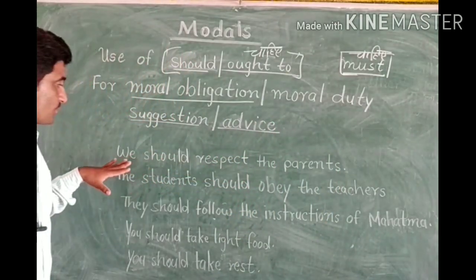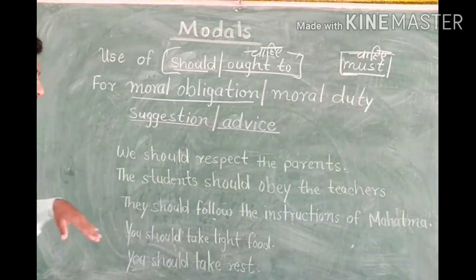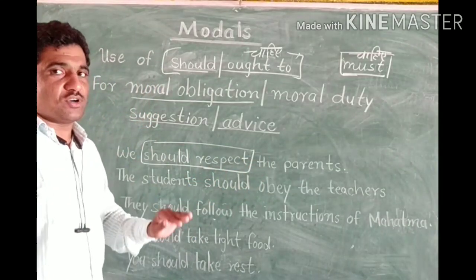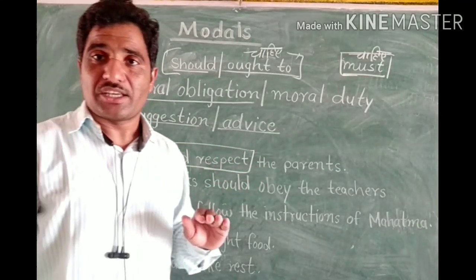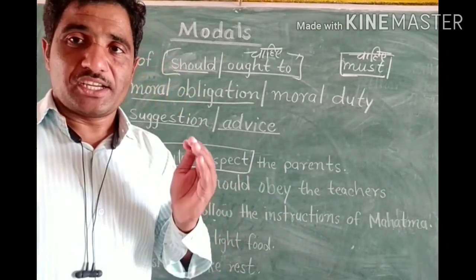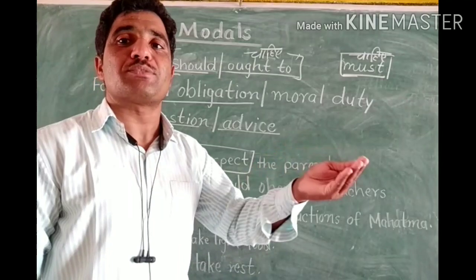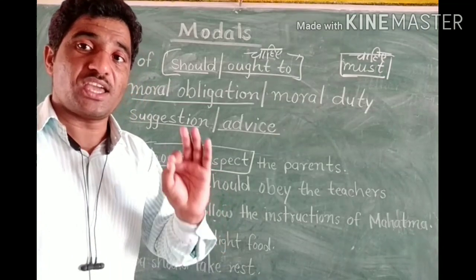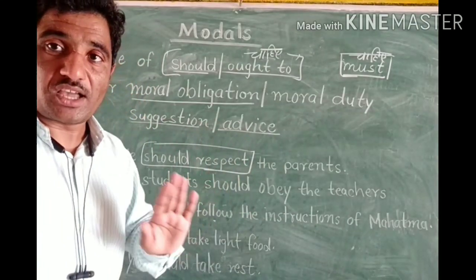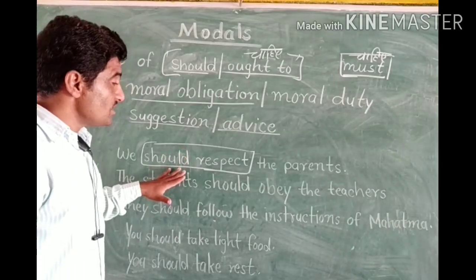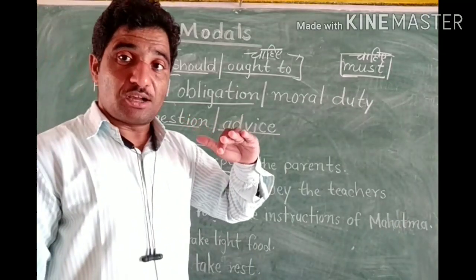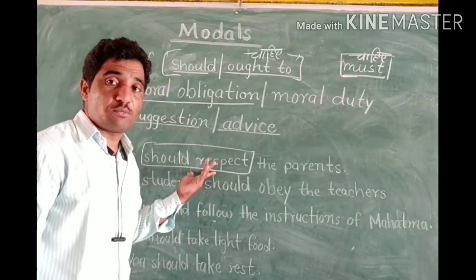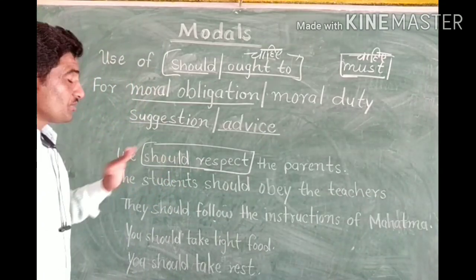There are some examples. We should respect the parents. This is the moral obligation, moral duty. We should respect the elders. We should respect the parents. It means it is up to us whether we respect or not. We must respect the parents means we have to respect them compulsorily. Should means it is up to us whether we respect or not, because this is a moral obligation. In moral obligation, we use should.